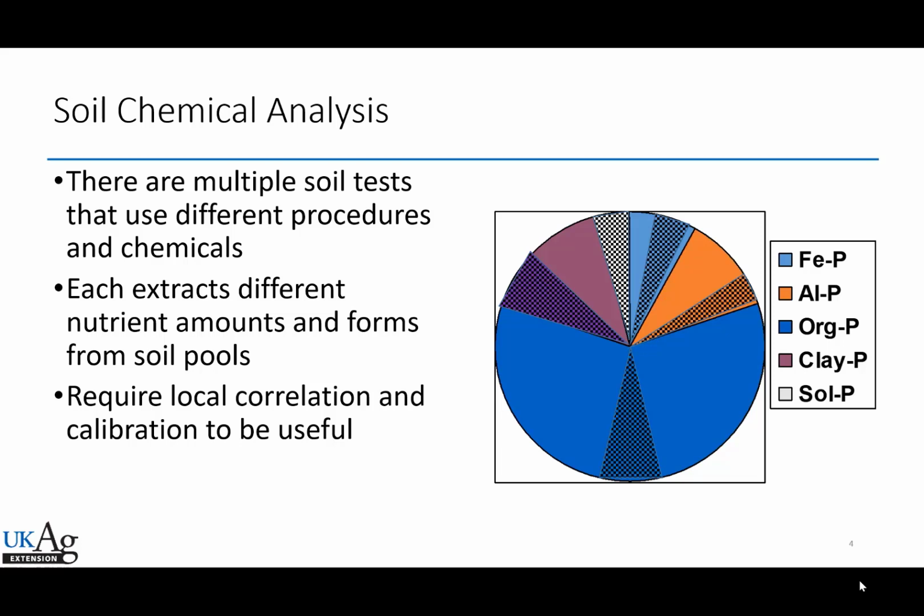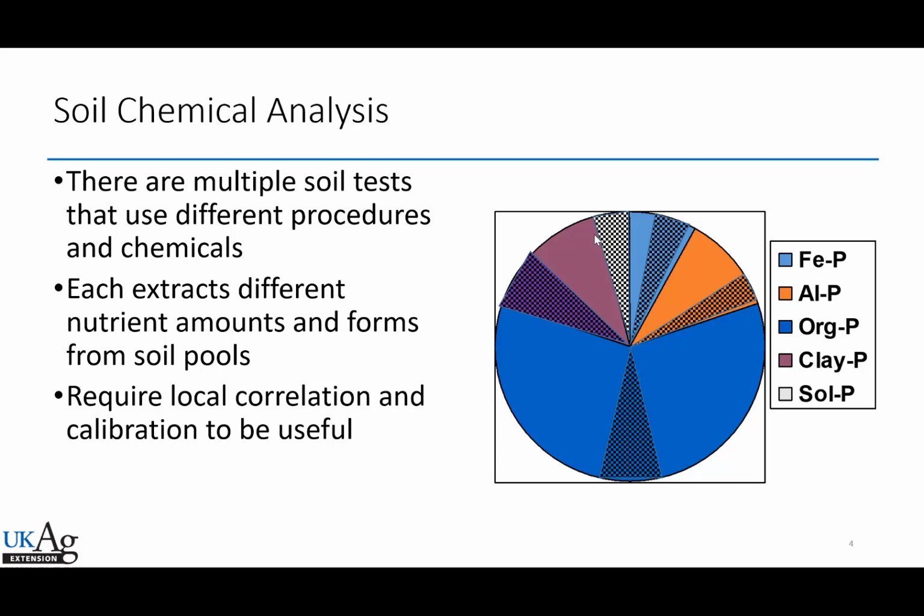If you say have a Mehlich 3 soil test versus a Mehlich 1 or a modified Morgan or a Bray soil test, they're all using different chemicals, and so they're pulling out slightly different amounts of that phosphorus or potassium from those different kind of pools in the soil. In this example, we have iron-bound P, aluminum-bound P. Organic phosphorus makes up a huge chunk of the phosphorus in the soil. Phosphorus that is adsorbed to the surface of the clay, or phosphorus that's in the soil solution that's dissolved in the water that's in the soil.